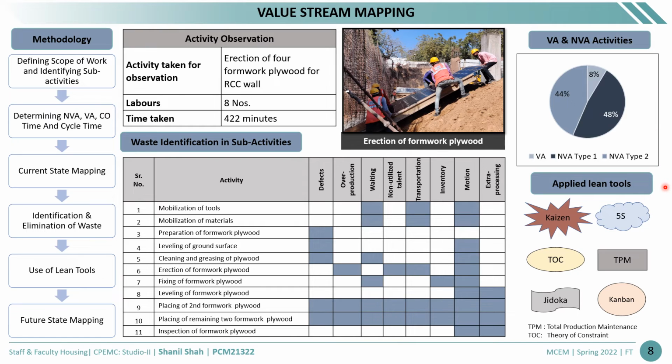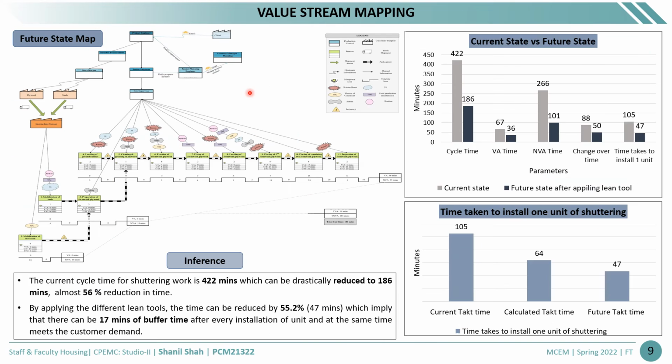So we have applied different lean tools to reduce the waste. So we have applied tools like Kaizen, 5S and Kanban. So next we have prepared the future state map. So all the activities are under the site supervisor. Only the mobilization of tools and material is under the store manager. So we have applied the different lean tools as mentioned here. Then the total lead time comes to 186 minutes.